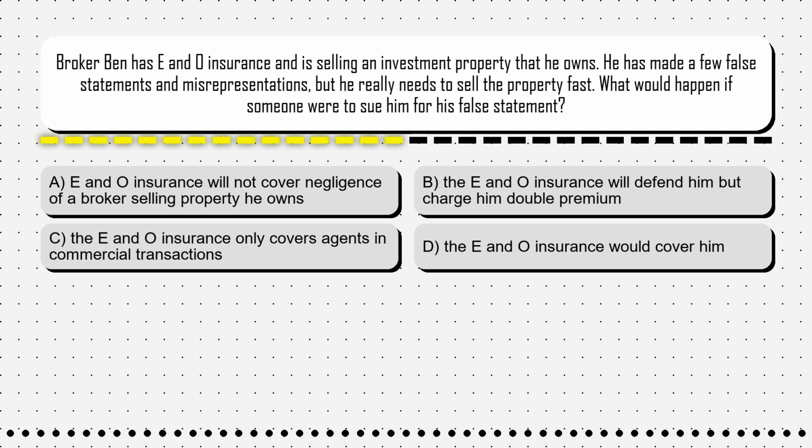Option A, E&O insurance will not cover negligence of a broker selling property he owns. Option B, the E&O insurance will defend him but charge him double premium. Option C, the E&O insurance only covers agents in commercial transactions. Option D, the E&O insurance would cover him.